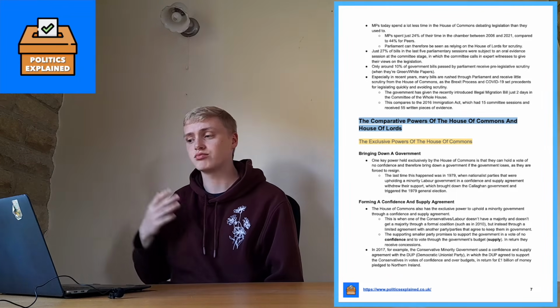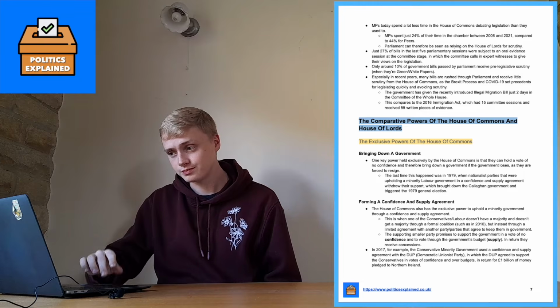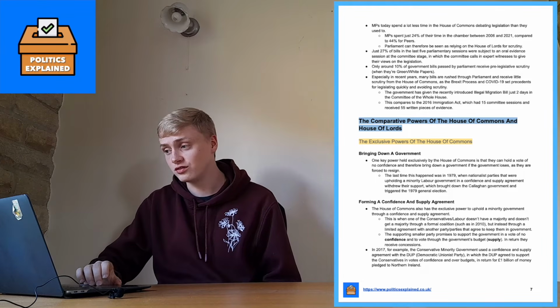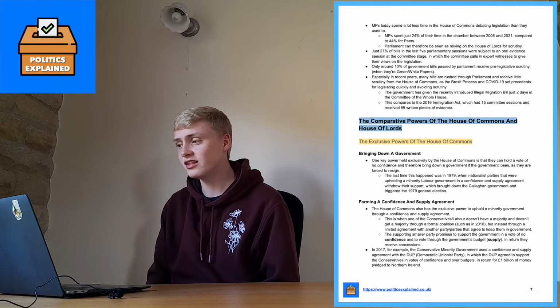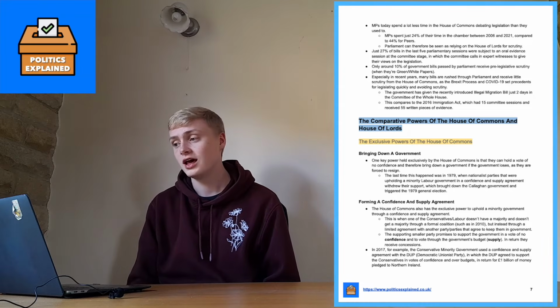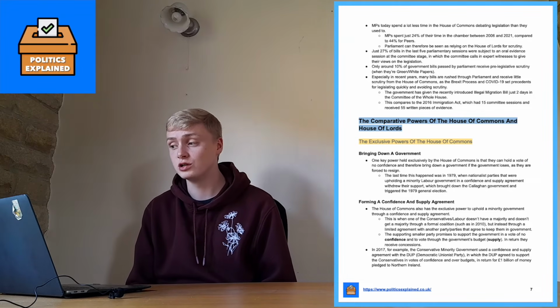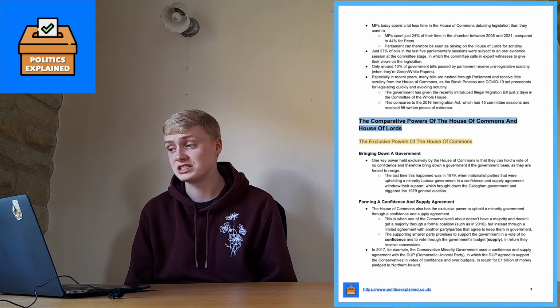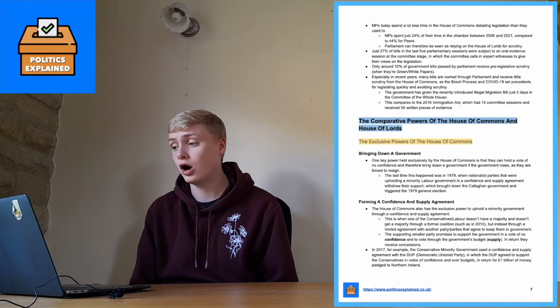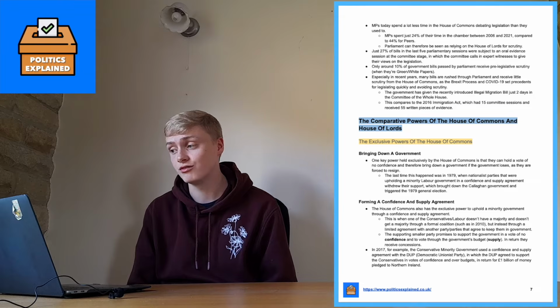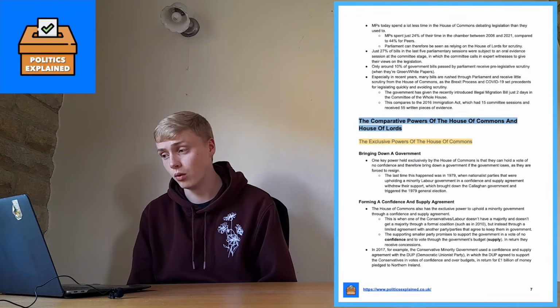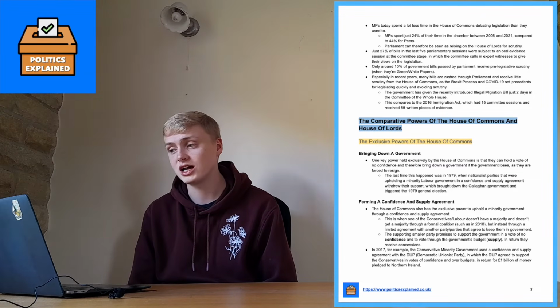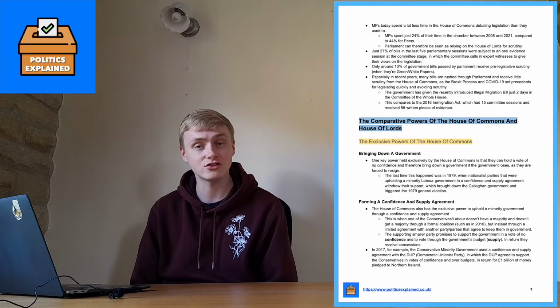So, starting off by looking at the exclusive powers of the House of Commons. The first of these is bringing down the government. One key power held exclusively by the House of Commons is that they can hold a vote of no confidence and therefore bring down a government if the government loses, as they're forced to resign. The last time this happened was in 1979, when nationalist parties that were upholding a minority Labour government in a confidence and supply agreement withdrew their support, which brought down the Callaghan government and triggered the 1979 general election.